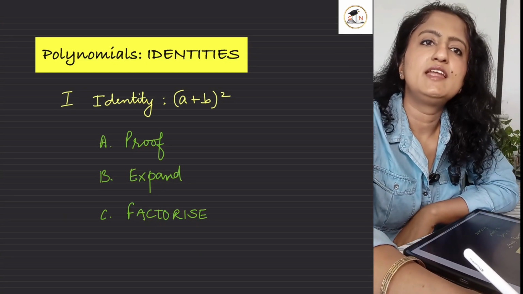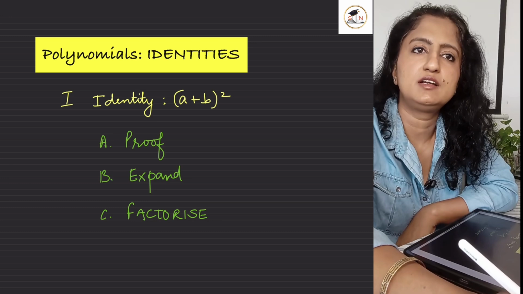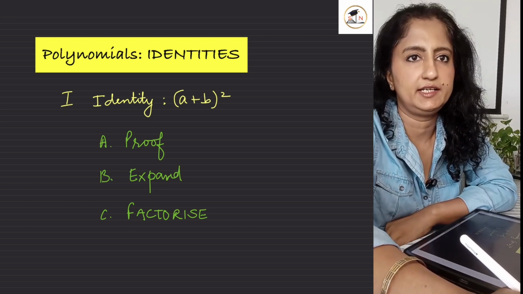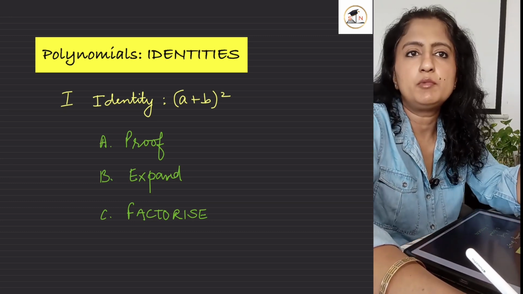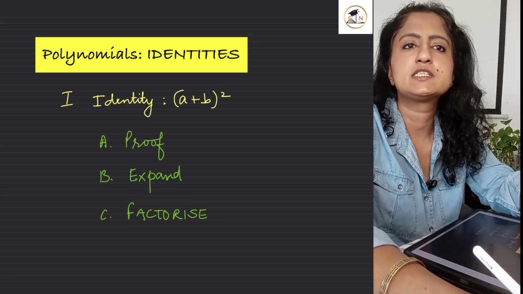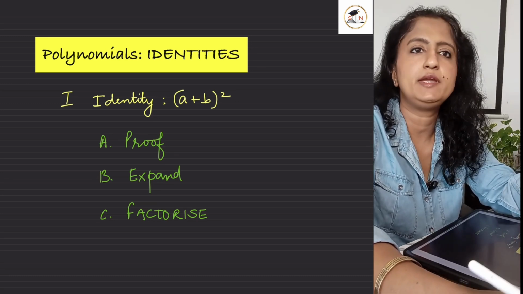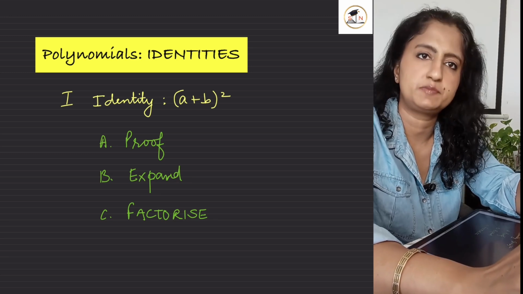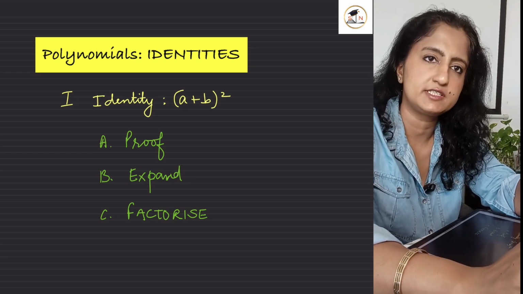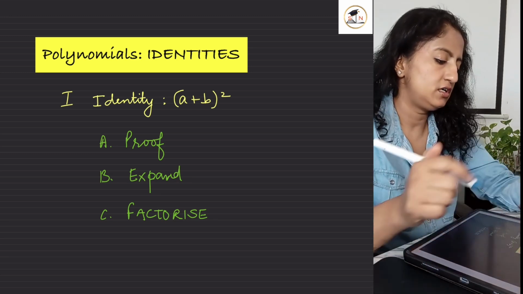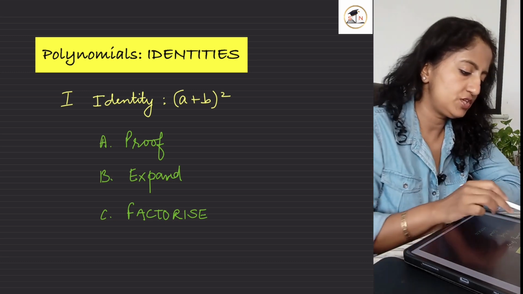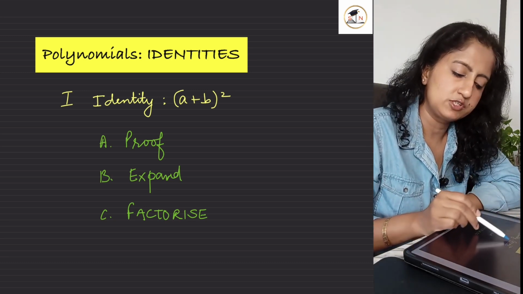Hi everyone. In this video, we are going to start learning the first algebraic identity. When we talk about learning the identity, it means we need to know how to apply it, and application means application with respect to expansion as well as factorization. So let's start learning the first identity, which is (a plus b) whole square.